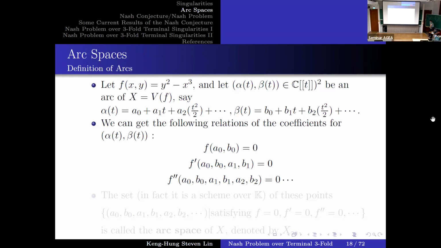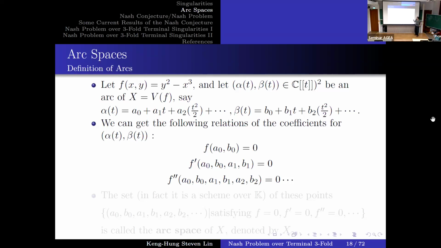So we have beta of t squared minus alpha of t cubed equals 0. Then if you plug it in, you have B0 plus B1 t plus B2 t squared over 2 plus and so on, the whole square, minus A0 plus A1 t plus A2 t squared over 2 plus and so on, cubed, equals 0.